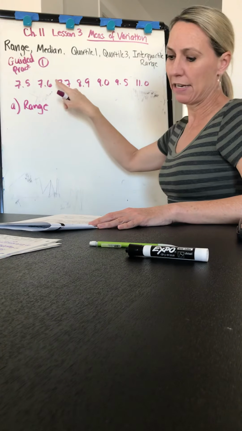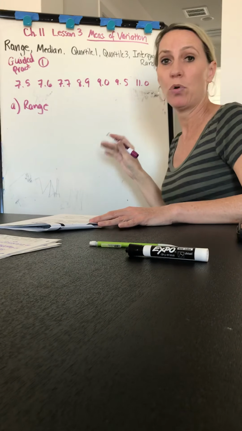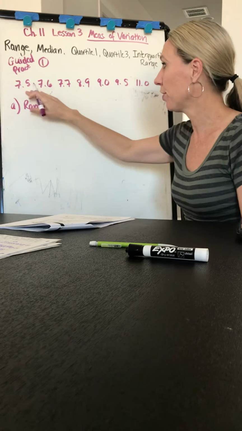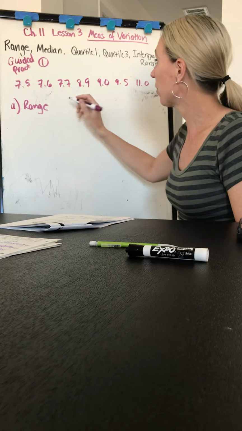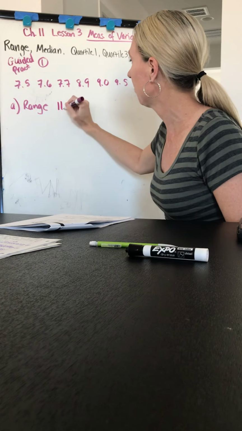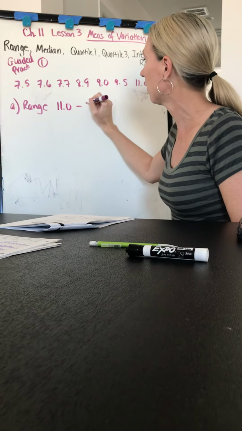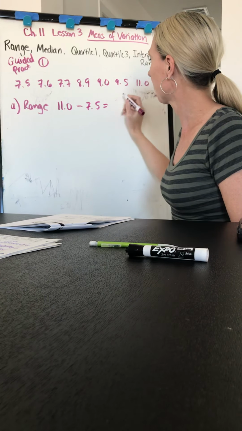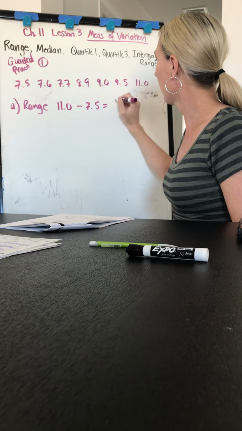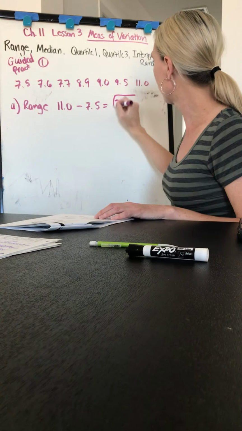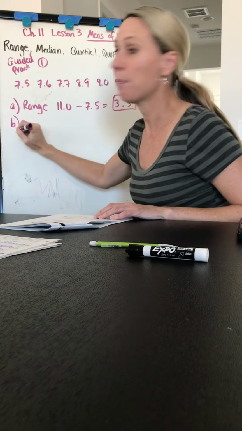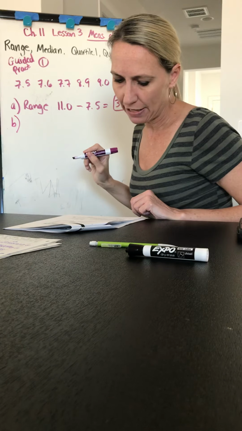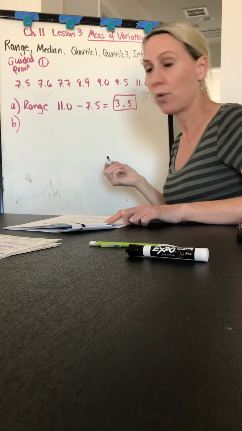Okay, I put the data in order. If you have to pull it off of a chart or table, make sure you list it in order first. Then we're going to do the biggest number, which is 11.0. We're going to subtract out the smallest number. Okay, and we get 3.5. This is our range.